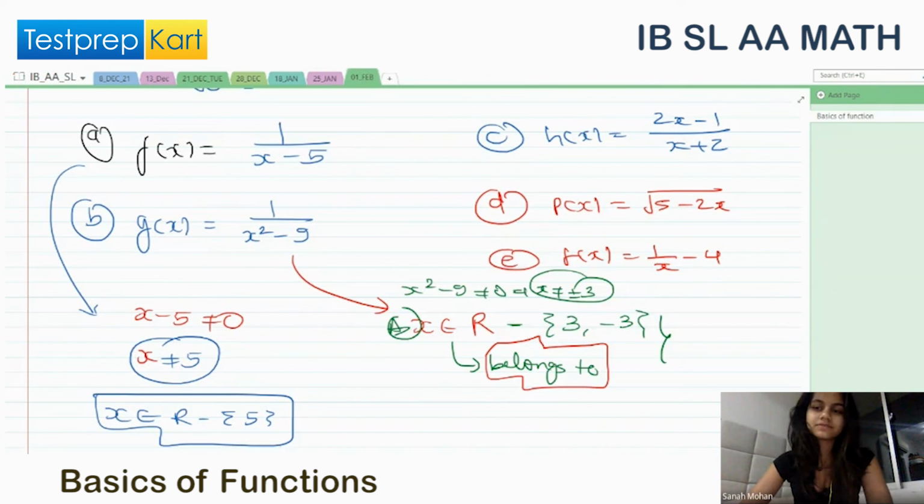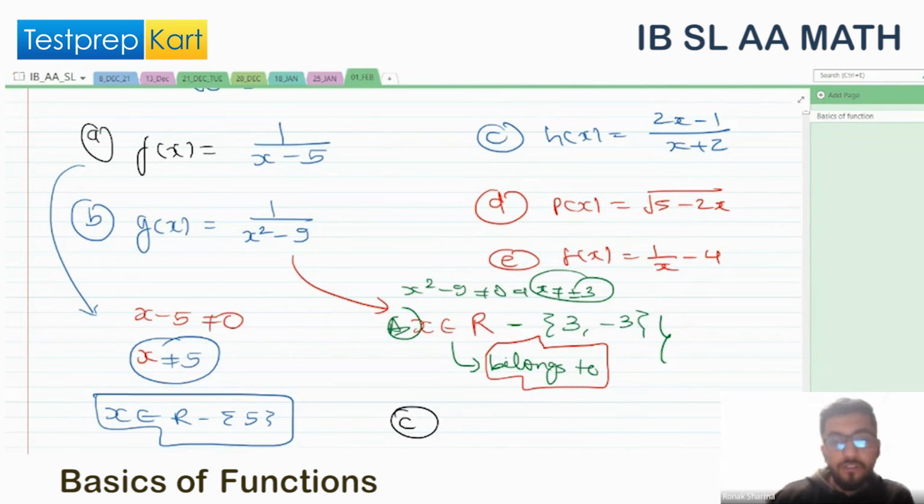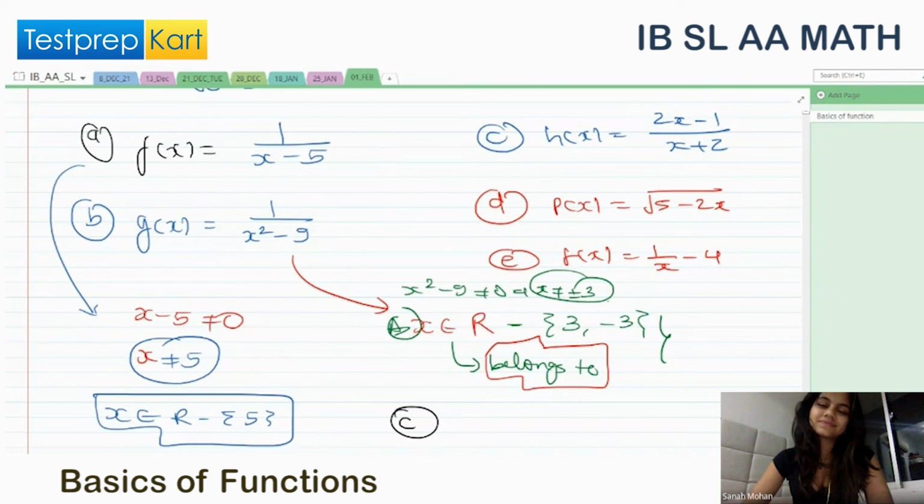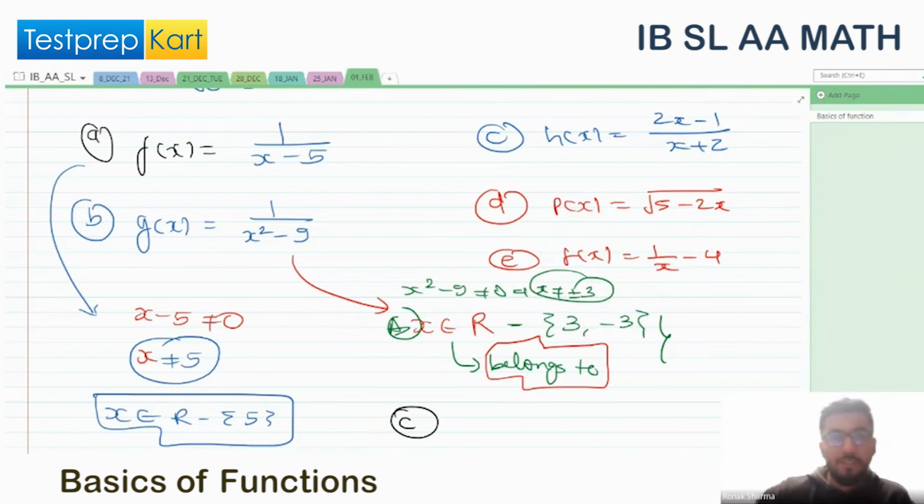Can you just see? Yes. Done? No, I'm confused about C. So what are you confused about? Tell me. Let us discuss. Tell me whatever you have in your mind. Okay, just tell me.